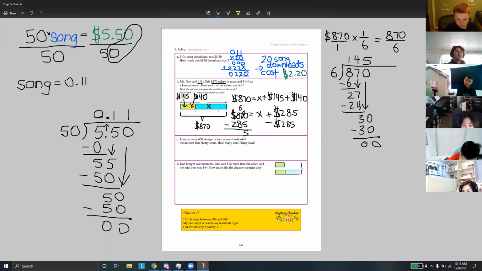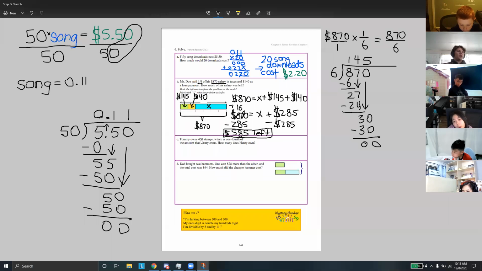10 minus 5 is 5. This is 8. 8 turns into a 7, makes this 6. 16. This is 8. 7 minus 2 is 5. And so did you guys get $585 left? Yes. Good. Okay. That's what I got too. $585 left. Okay, next. And make sure you have your unit of measurement. So that is a $ sign for this one.